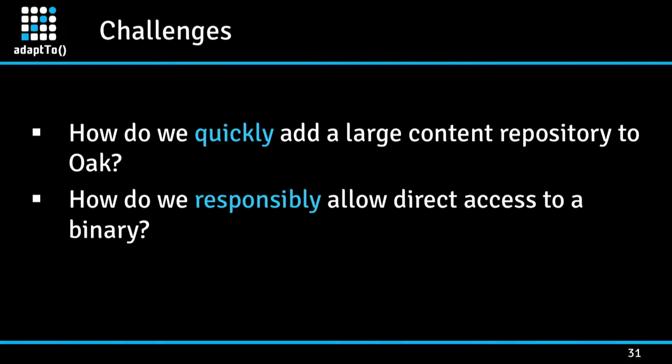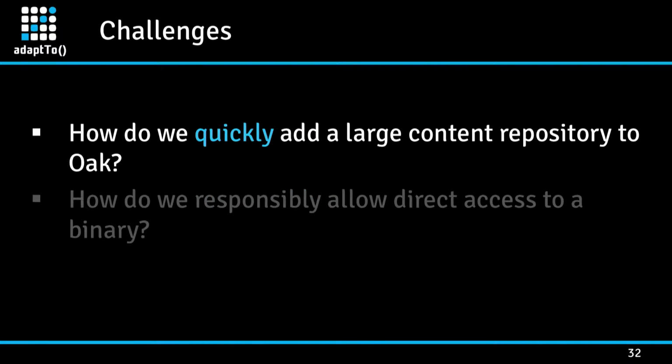I want to be fair to the rest of the Oak team who have done a lot of work before I got here, and they have been talking about these things a lot longer than me. Many of you I'm sure have seen these challenges. I distill them down into two topics. One is how do you quickly add a large content repository to Oak, or AEM or whatever. The other is how do you responsibly allow direct access to binaries that are managed with Oak. Let's talk about the first one.